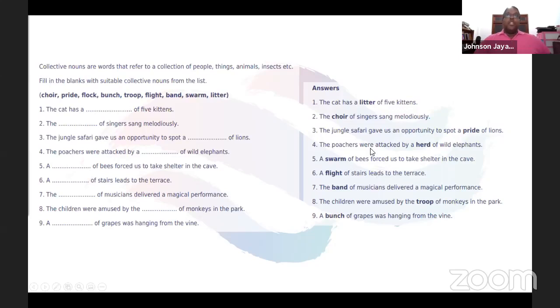The poachers were attacked by a herd of wild elephants. Okay, I think that is not there in the answer. I'm not sure why that happened. A swarm of bees forced us to take shelter in the cave. A flight of stairs leads to the terrace. The band of musicians delivered a magical performance. The children were amused by the troop of monkeys in the park. A bunch of grapes was hanging from the vine.